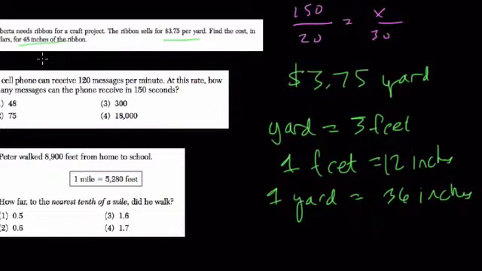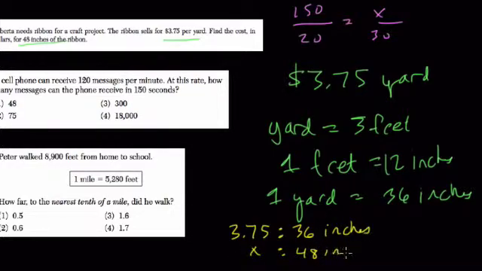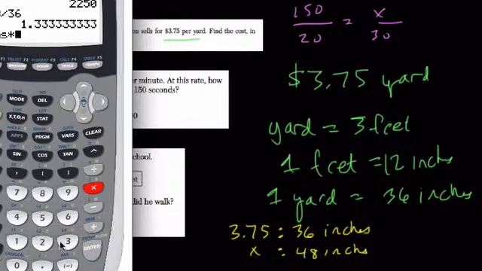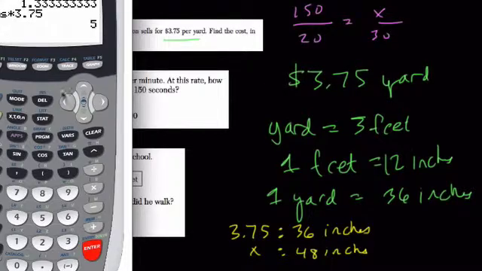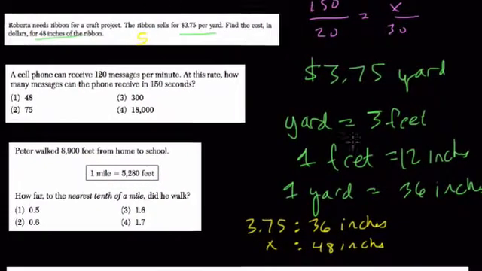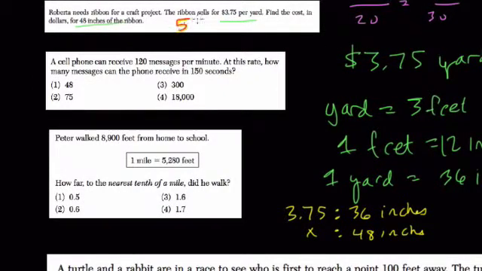If we want to find out the cost for 48 inches of ribbon, we just set up a ratio. We know it's $3.75 for every 36 inches. We want to know what the cost x is going to be if you have 48 inches. So we want to find out how many times bigger 48 is than 36. 48 divided by 36 is 1 1/3, times 3.75 is 5. So it should be $5, right, for that larger size ribbon.